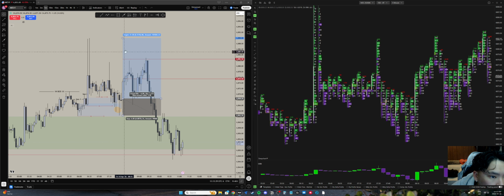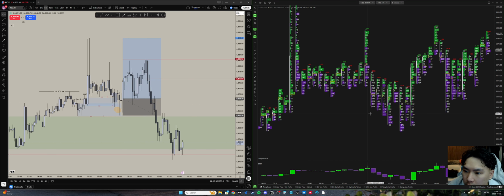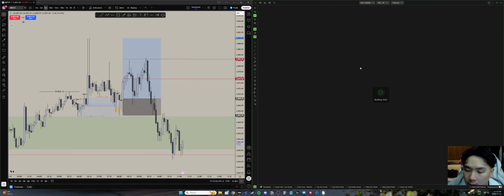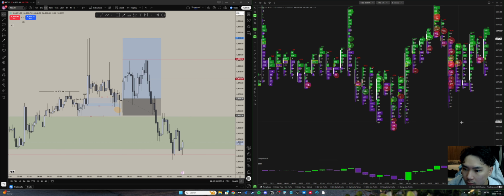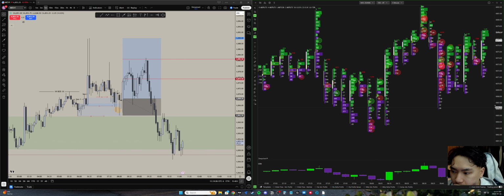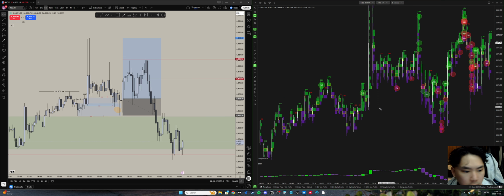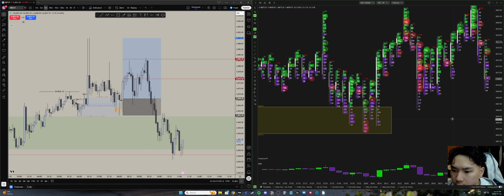Now let's review this area right here where we see absorption, initiation, and a retest of that, right? My entry was over here, and I'll show you guys on the footprint chart over on this side. Okay, so sellers are coming into this level here. And what do we see?